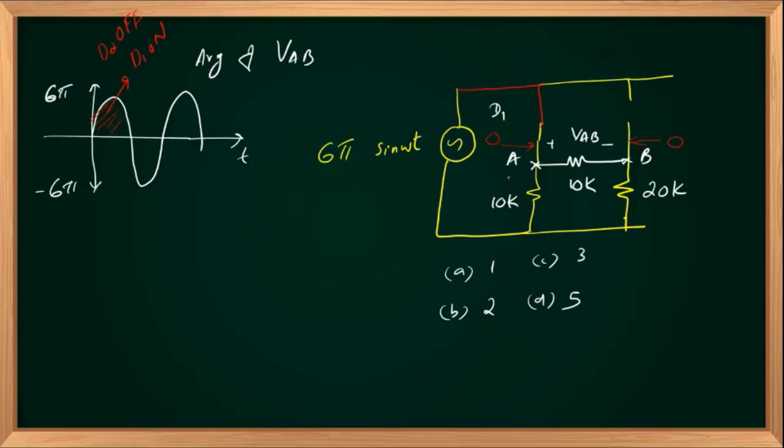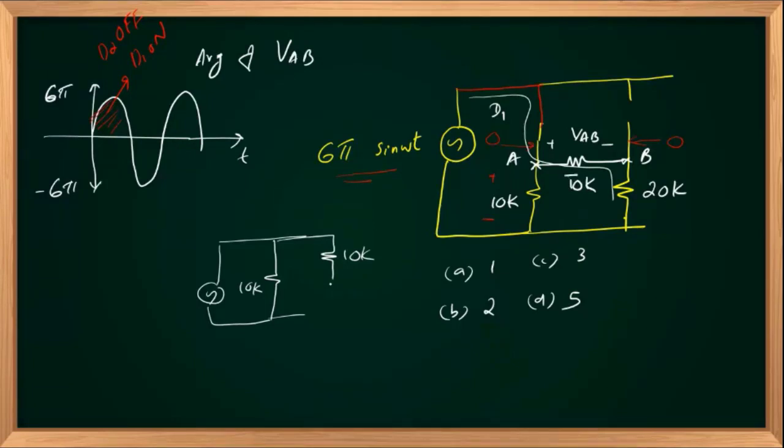Then this 10K resistance comes in shunt with your voltage source. Clear? And there is a current flow in the circuit like this. So that circuit is similar to Vin, 6 pi sin omega t, a 10K in shunt with my source, and in parallel with another 10K, in series with 20K. And VAB was the voltage drop across 10K. So this is my VAB. Very simple. So this was 6 pi sin omega t.